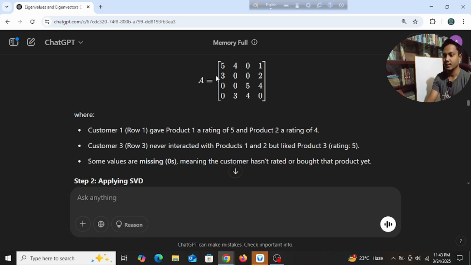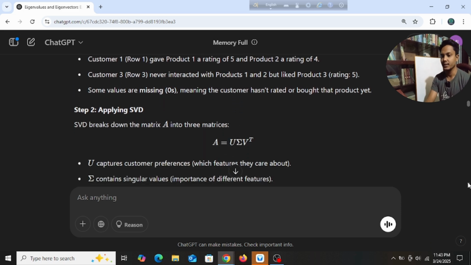Let's say we have this matrix, and for customer one, the first product is given a 5 star rating, and the second product a 4 star rating. For the third product, the customer didn't make any comment or like, didn't give any reaction. And for the fourth product, customer one has given only 1 star. You can say the same for customer three. So these are the data for different customers.